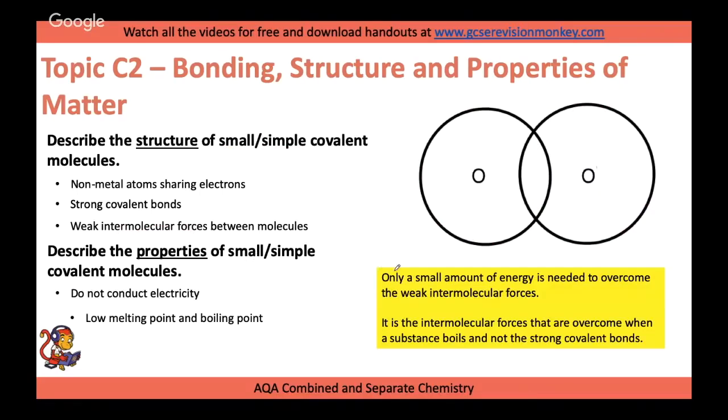The box in yellow is really key for higher tier more than anything else. So if you're foundation, don't worry too much about this box. But it's the idea linking the fact that small molecules have a low boiling point to the weak intermolecular forces. Only a small amount of energy is needed to overcome the weak intermolecular forces, and it's these forces that are overcome when a substance boils, not the covalent bonds. So it's the forces between the molecules that break up, these ones here, rather than the atoms themselves splitting apart.